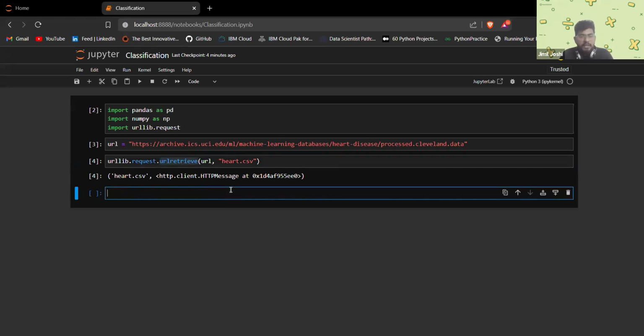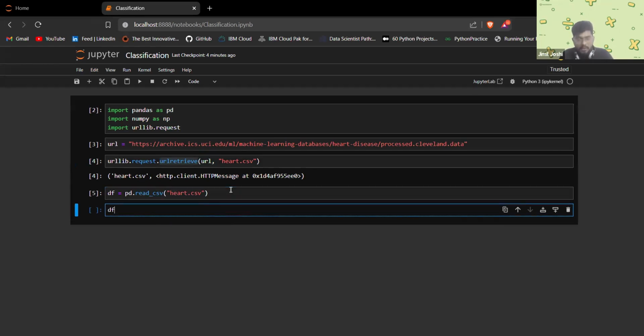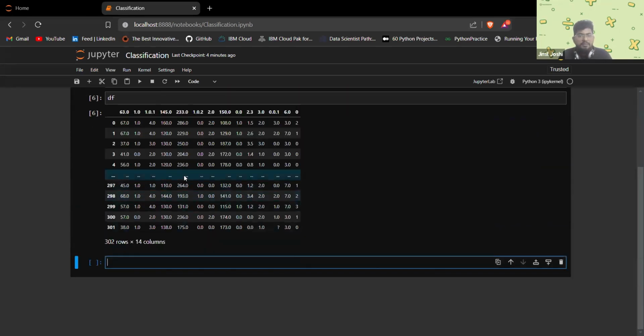So now we can load our data. df is equal to pd.read_csv. You can pass it the r.csv file. Okay. And in df, we are able to see the data.